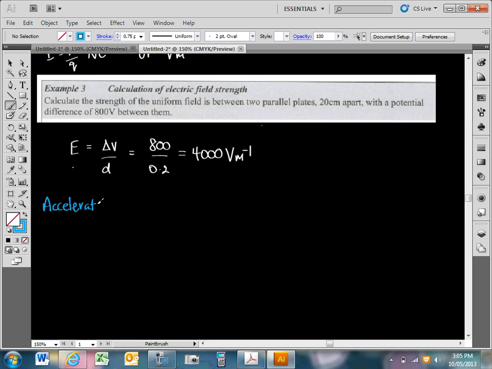Acceleration. This is where we're getting to projectile motion in a constant electric field. Most of the electric fields that we look at are going to be constant. It's the easiest way to look at an electric field.